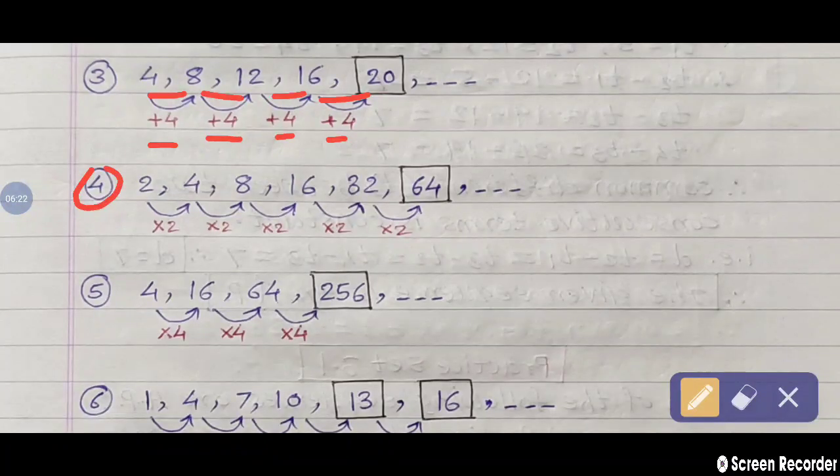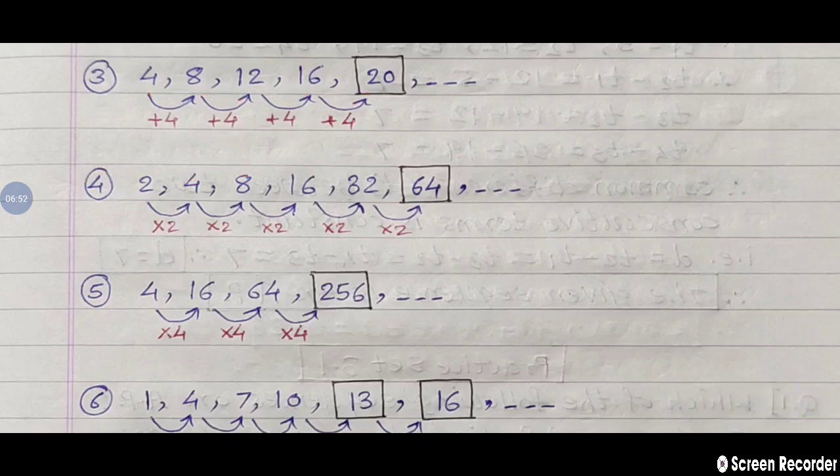Next, example number 4 is 2, 4, 8, 16, 32. So find out the relation. Suppose we are making the addition of 2 here. 2 plus 2 means 4. But the same relation should be present in the next consecutive numbers. So 4 plus 2 means 6, but 6 is not there. There is 8. So we find out a different relation.